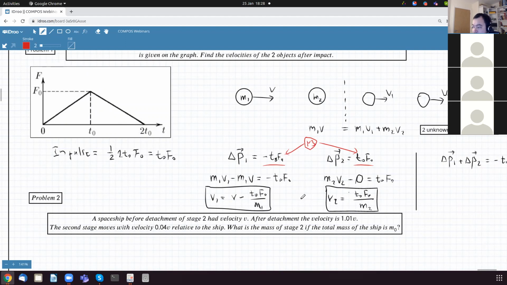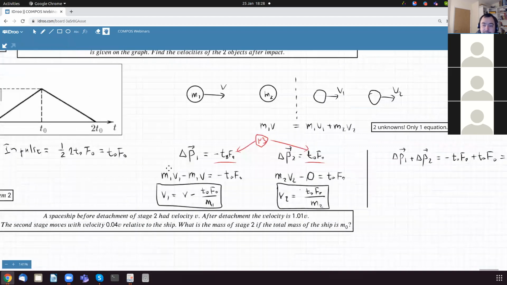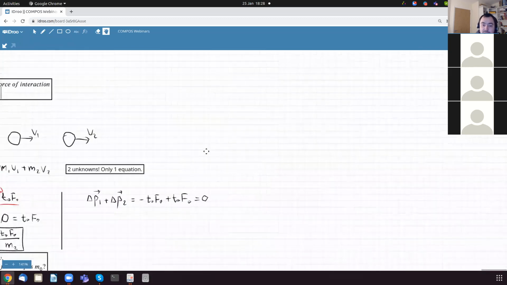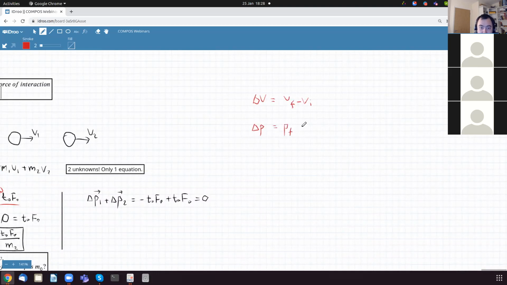Please, can you explain why it's necessary to do final minus initial? Well, because it's the change in momentum. The definition of change, for example, if you have delta V, that literally means V final minus V initial. If you have delta P, it's P final minus P initial. Does that answer your question, Thomas? Okay. It's by definition.